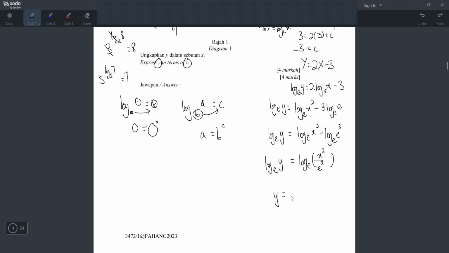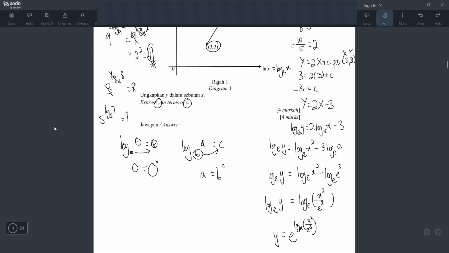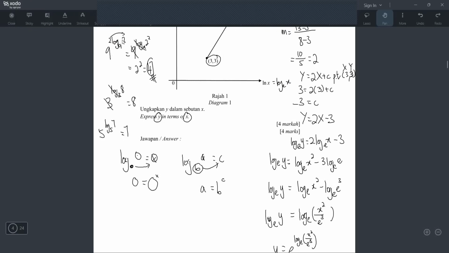So what happens when you move the e here? It becomes e power this whole thing. This whole thing becomes power, it means I will write up here because it's power. That's why, like this, right? And do you remember just now I mentioned something? If your number has a power log, and the number base and the log base are the same, what you can do is cut them, right?